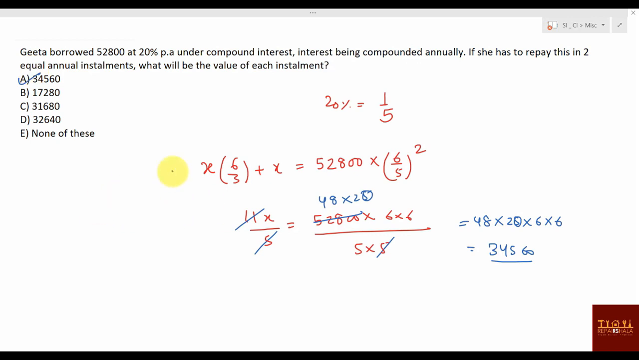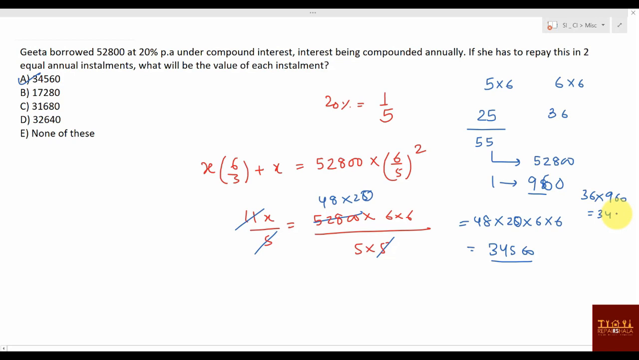If I simply tell you that if they are talking about 1 by 5, so I would say first year, 5 to 6, second year it will be 25 to 36, you have to make this one then 36 into 6, so this is 30, this is 25, so how much will it be making? 55. 55 is corresponding to 52800. So 1 will be corresponding to 960. What you need to find? Installment. So this will be 36 into 960. That's the answer.